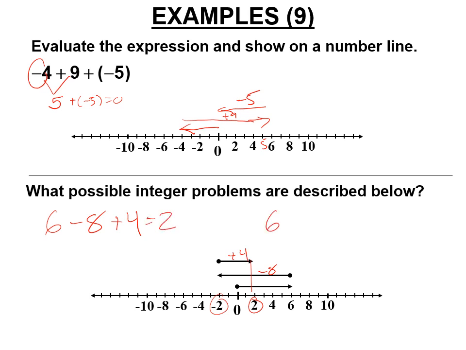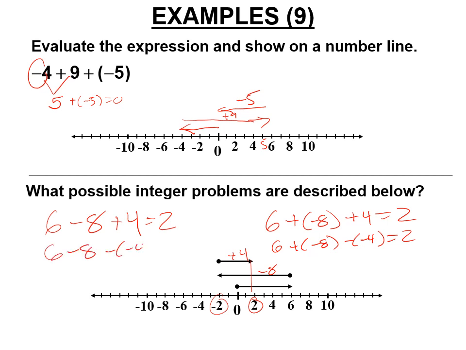What else could we do? Well, the first number has to be 6. But then we could have added negative 8, right? We could have added negative 8 and then added 4. And you could have even done another one. There's 4 possibilities, because you could do 6 minus 8 or 6 plus negative 8. I'll write all 4, just to be clear. And then you could have subtracted negative 4, because subtracting negative 4 is the same as adding 4. So you could have done this one. All 4 of those would basically have the same picture.